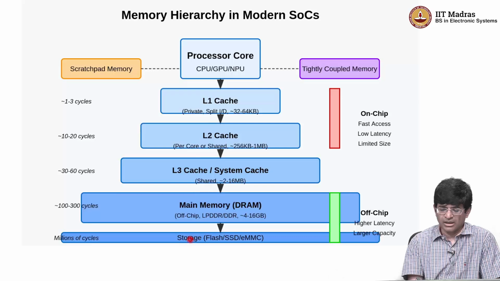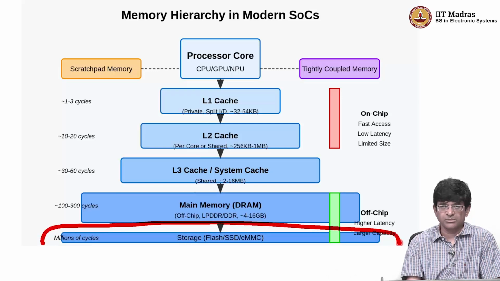And of course, right at the bottom of this hierarchy is the off-chip, non-volatile storage, which tends to be things like flash drives or SSDs and so on, which are of very large capacity. You can have terabytes of storage, but you can incur times of millions of clock cycles in order to access data from one of these.